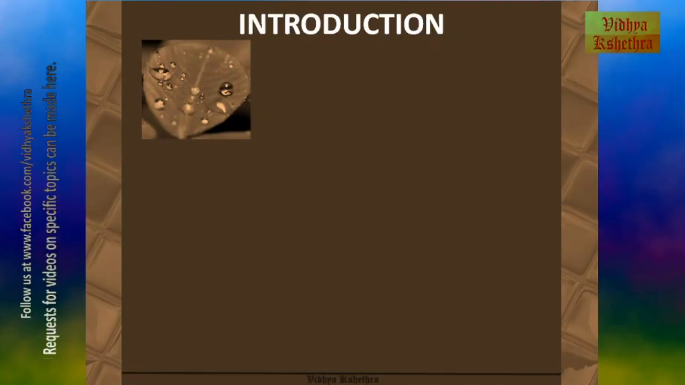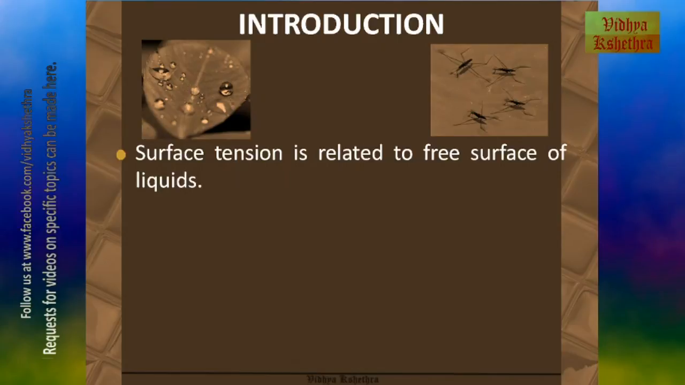The other consequences of surface tension that we can observe in our everyday life are the water droplets that appear on the leaves of plants. It is due to surface tension that water striders are able to walk on the surface of water. Now we can see what surface tension actually is and what is the cause of this phenomenon.